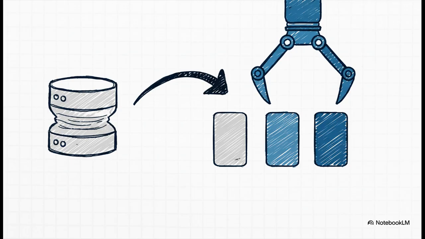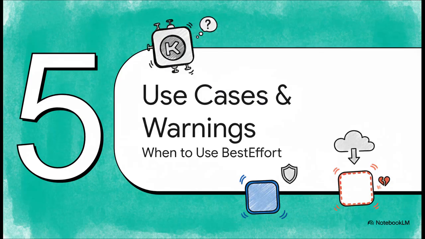And here it is. This is the crucial takeaway, the solution to our whole mystery. When a node is under pressure, the kubelet, the brain on that node, will always kill the best effort pods first. Always. So your pod didn't just vanish because of some weird bug. It was evicted. It was kicked out because it was the lowest priority citizen on the block. Okay, so now that we know just how risky this is, it begs the question, when, if ever, should you actually use it? Let's talk about that in Section 5, Use Cases and Warnings.